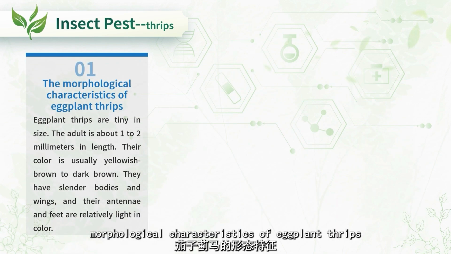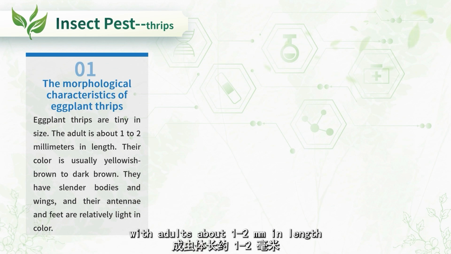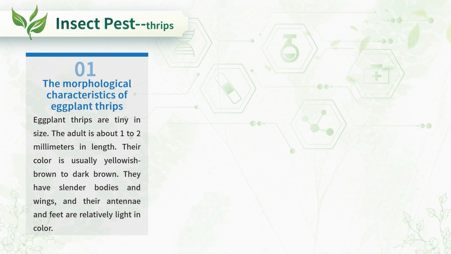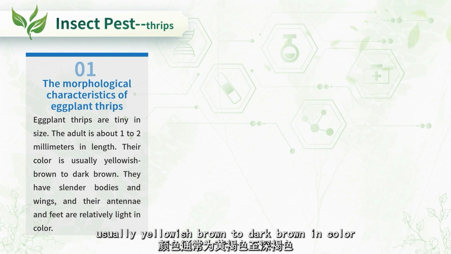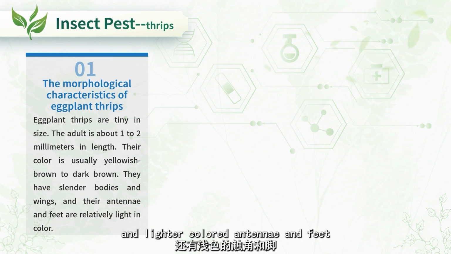Morphological characteristics of eggplant thrips. Eggplant thrips are tiny in size, with adults about 1 to 2 mm in length, usually yellowish, brown to dark brown in color, with slender bodies and wings, and lighter colored antennae and feet.